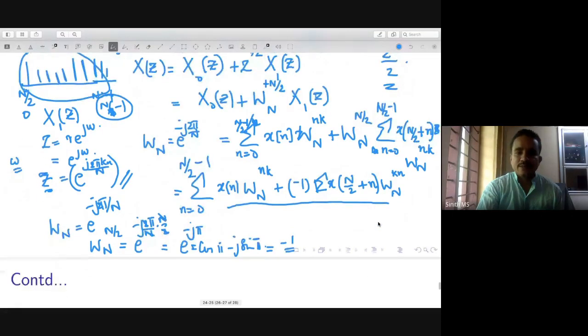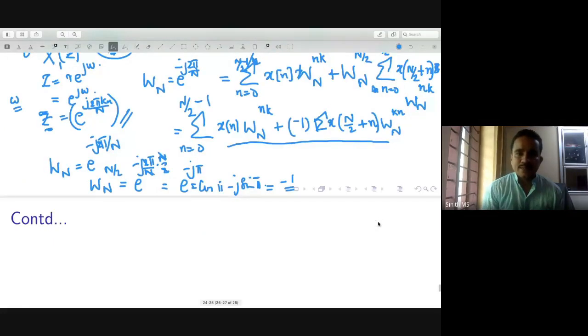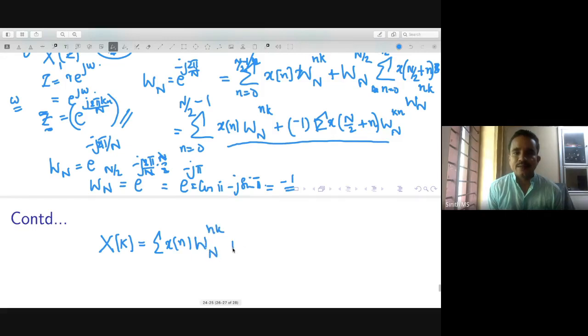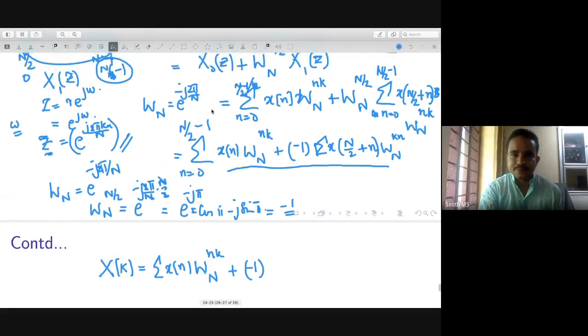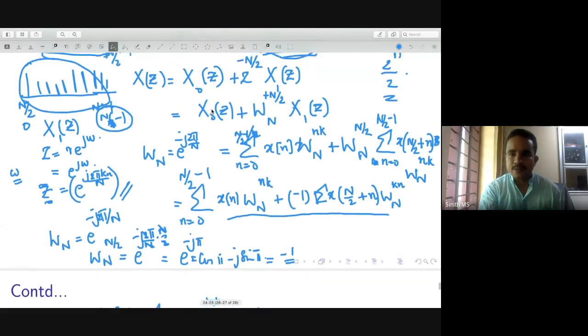Now, if you proceed further, what you have written here is the DFT. So what you have basically written here is xk, which is sigma xn Wn raised to nk plus minus 1. You have anything else? Minus 1 Wn raised to n by 2.